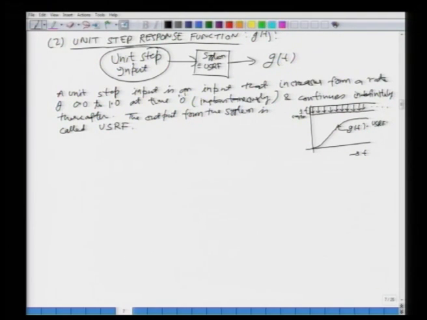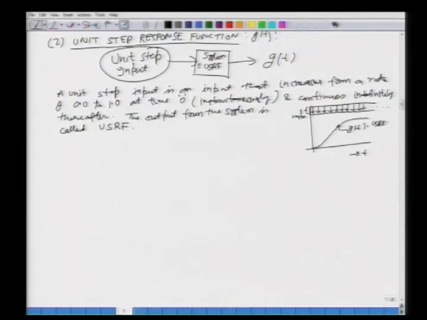Okay. Now, how can we find this G(t) or this unit step response function? Okay. Let us say you have the unit impulse response function.